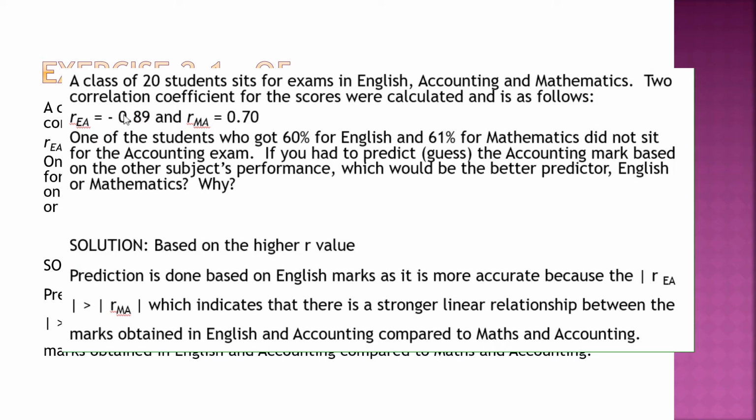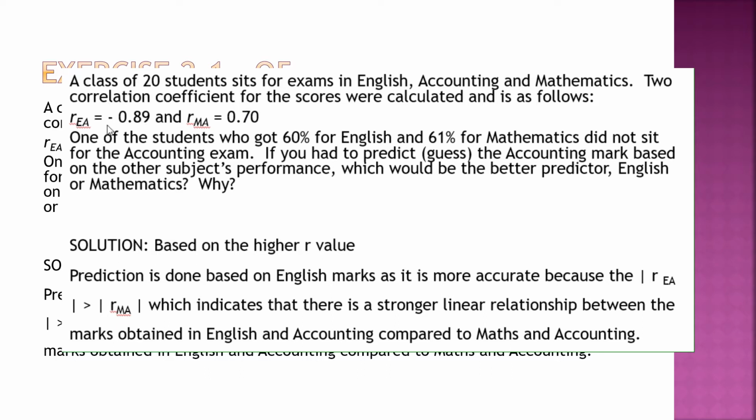Okay, so for question 5, a class of 20 students sits for exams in English, accounting and maths. So you have two correlation coefficients here. Between English and accounting is negative 0.89. Between maths and accounting is 0.7. So between these two, what you can see is between English and accounting, the relationship is stronger than between maths and accounting. It doesn't matter whether negative or positive. But between English and accounting, there's a stronger relationship compared to maths and accounting.